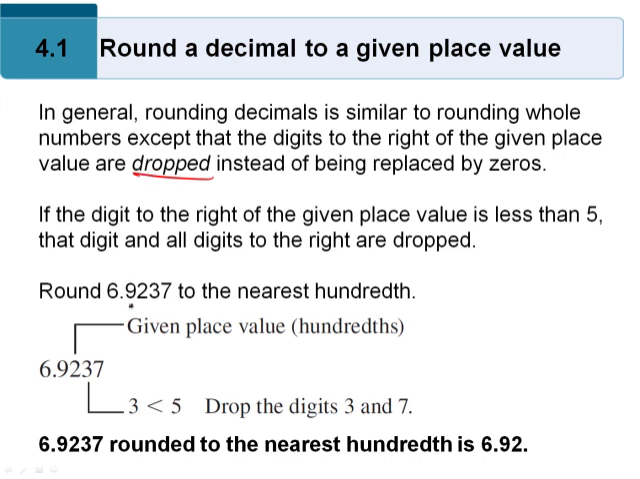Round 6.9237 to the nearest hundredth. So the 2 is in our hundredths place. Now, that means we have to look at the 3. Well, 3 is less than 5. It's lower than 5. So we just drop those 2 digits off, and the 2 does not change. So your answer is 6.92.